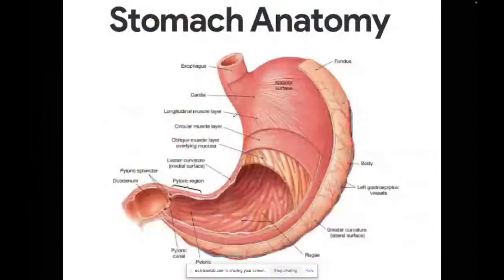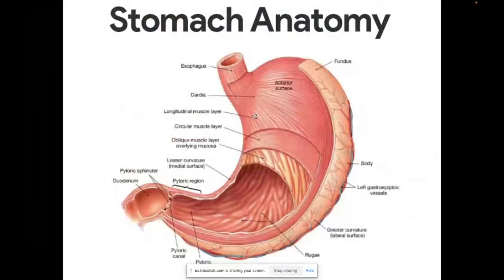What we're going to talk about in this video is the stomach. So let's just review a few key structures here. We see the esophagus. The esophagus is going to allow bolus from the mouth to enter into the stomach. And there is a valve right in here, a sphincter, called the lower esophageal sphincter, also known as the cardiac sphincter.